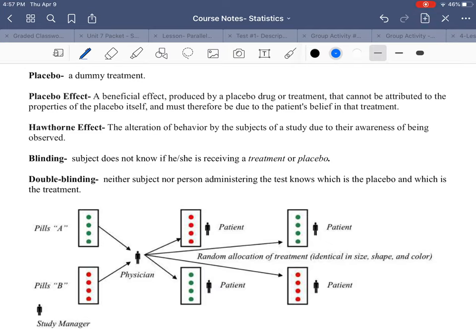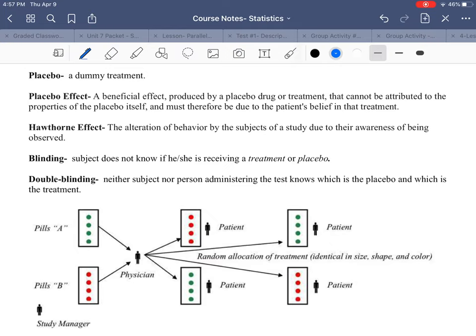All right. Blinding. Subject knows or does not know if he or she is receiving a treatment or a placebo. That's kind of important if you're asking a person's opinion on whether or not they're feeling better after receiving some medicine. Hey, how you feeling? Pretty lousy, actually. You gave me a placebo. Okay. How you feeling? I'm feeling great. You gave me the good stuff. You know, so that's a possibility.